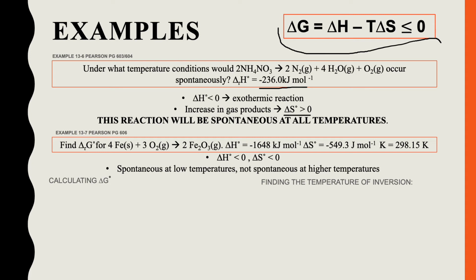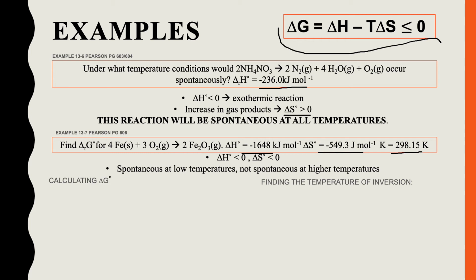temperatures. Okay, moving on to our next example, we're going to find the change in Gibbs free energy for this equation right here. We are given the enthalpy as well as the entropy, and the temperature that this reaction is going to occur at is 298.15 Kelvin. So noting that the enthalpy is negative and so is the entropy, we know that this reaction is going to be spontaneous at low temperatures and not spontaneous at higher temperatures.